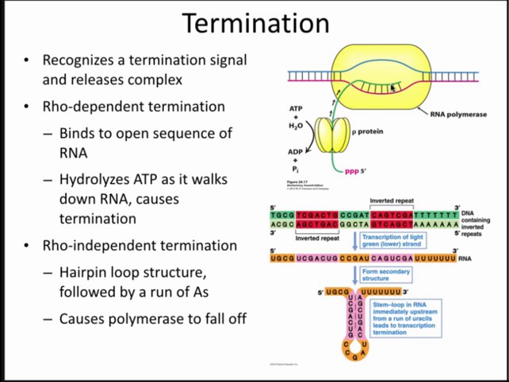The other one is rho-independent termination. What happens is, at the end of the sequence, there is this inverted repeat. And this inverted repeat can then form a structure. It hybridizes together, and this causes tension. And then there's a run of U's after it, and they don't bind very well because it's a little bit weaker binding. And this tension will just pop it right out and it falls off.